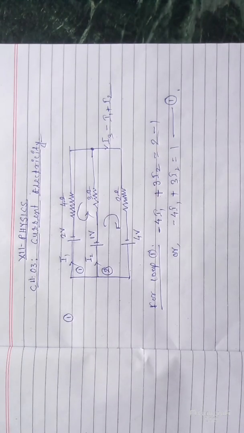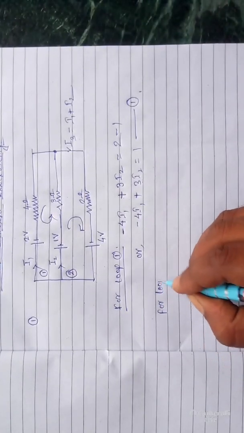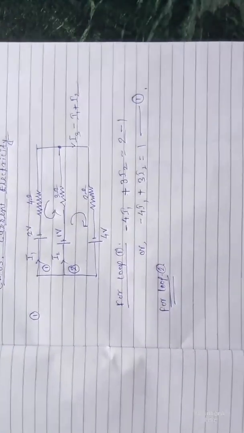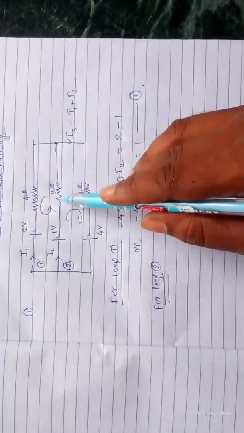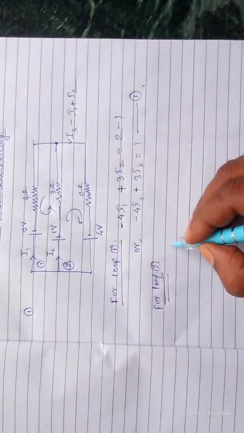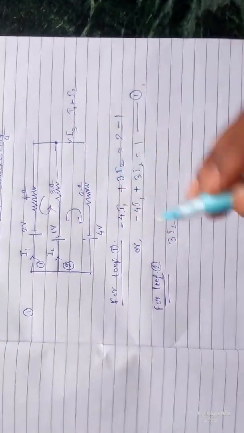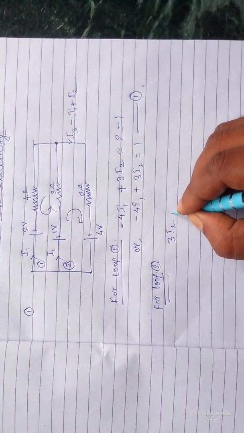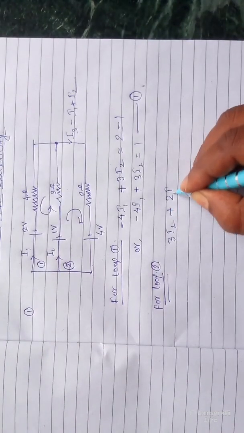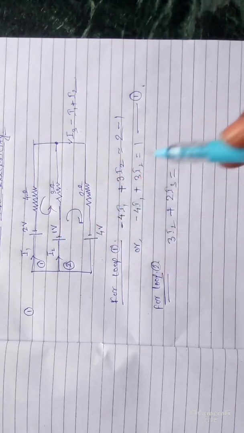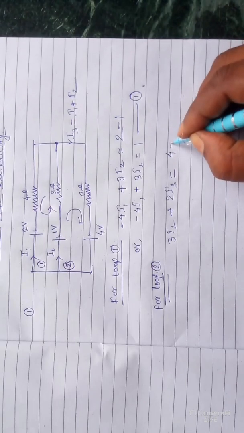Now come to the second expression, for loop 2. What will be the equation? Come to this point, 3I2. It will be taken as positive as both currents are in the same direction. So 3I2, not I1, and from this one 2I3, it will be positive as the actual current and our consideration are the same. So plus 2I3 is equal to the potential: this is 1, that is negative, and 4 is positive. So 4 minus 1.